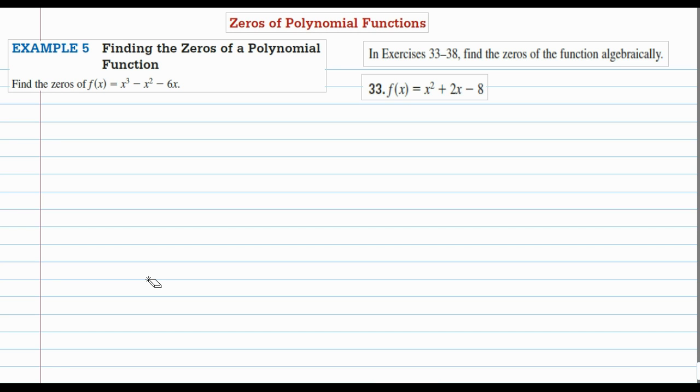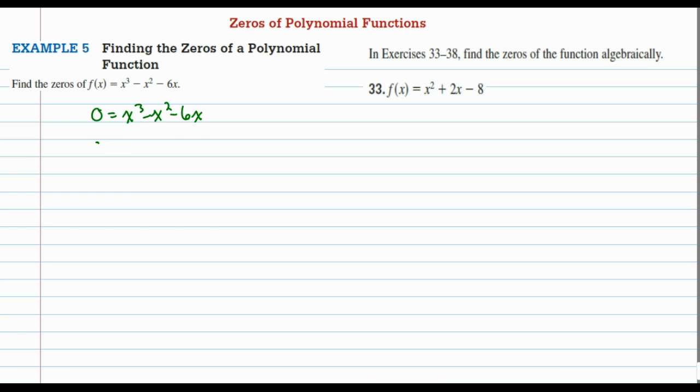So a zero is also an x-intercept. It's where the graph crosses the x-axis. It's also called a root. Any point on the x-axis will have the y value 0. So to find the zeros of a polynomial function, we're going to set the output equal to 0, or the f of x value equal to 0.